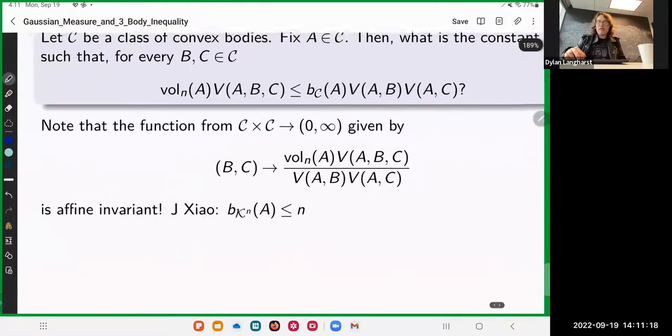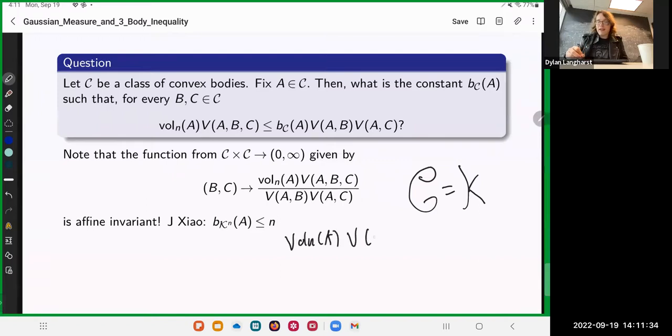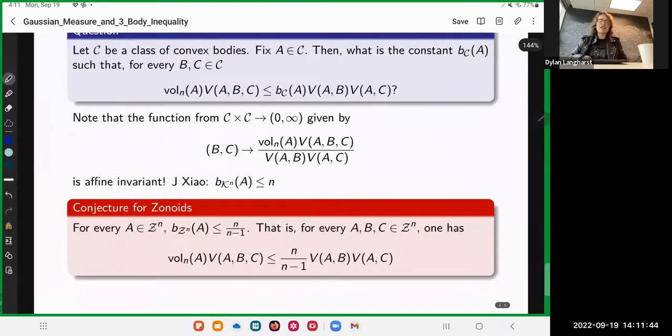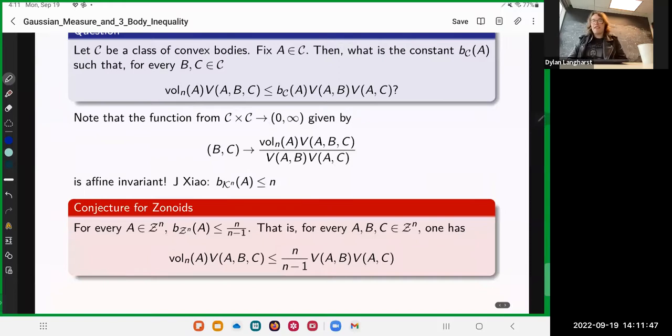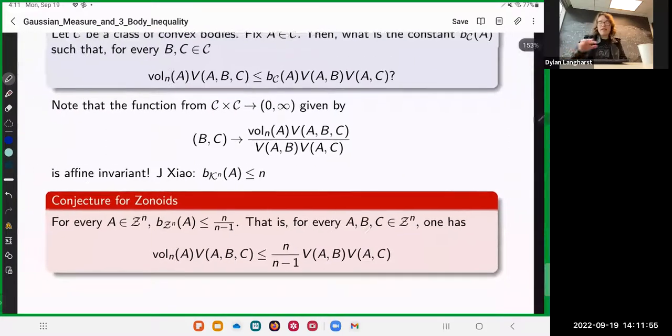And it was shown by Zhao that over the set of all convex bodies, so here fancy C is fancy K, for every convex body A, the constant is less than or equal to n. That is, the volume of A times the mixed volume of A, B, C is less than or equal to n times the mixed volume of A, B times the mixed volume of A, C. And here's a conjecture: for every zonoid A, this constant is less than or equal to n over n minus 1, written for you explicitly here in the volume case.